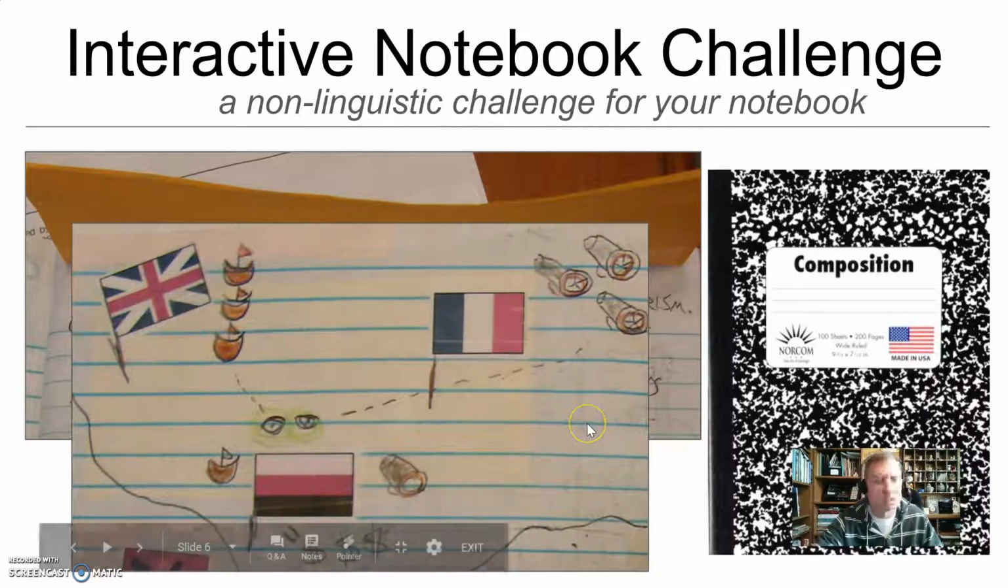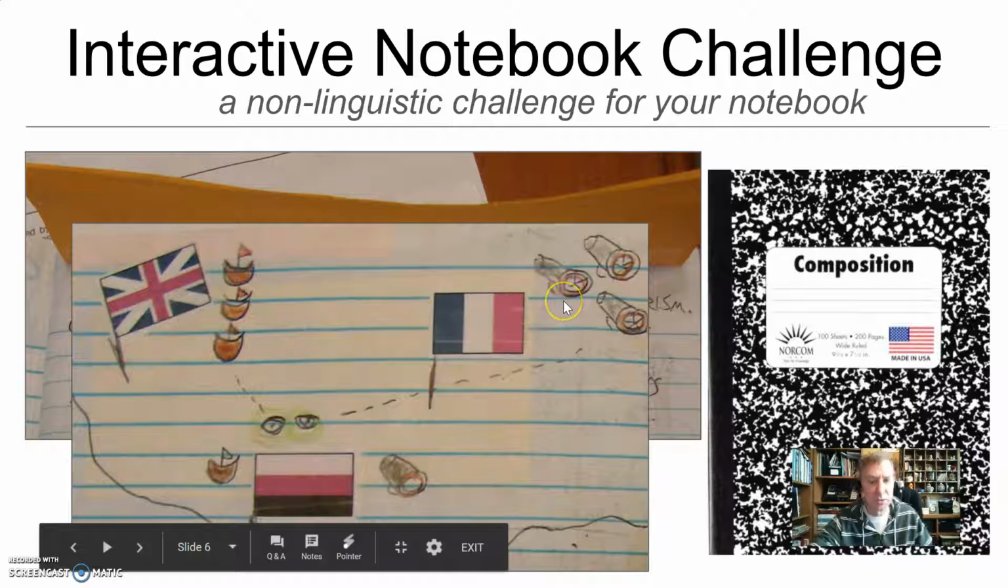By the way, it's very hard to draw cannons without making them look biological. So next time I'm using clip art. But this is my non-linguistic representation of the idea that's under the flap.